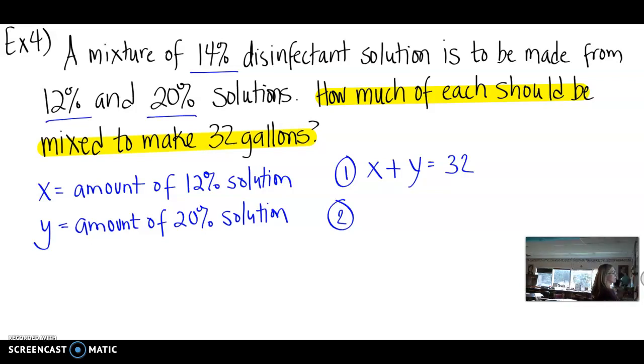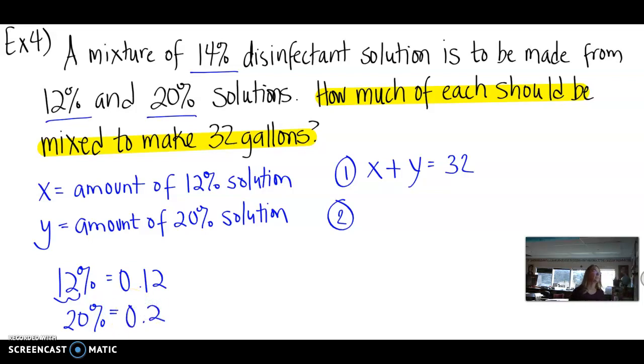So remember, if you're converting a percent into a decimal, you move the decimal over 2 places. So 12% is going to be 0.12. You can write 0.12. You don't need the 0, but it can sometimes be helpful so that you don't miss the decimal. It's hard to see that sometimes. And then 20% as a decimal is 0.2. And then we're going to also want to convert the 14% to 0.14.